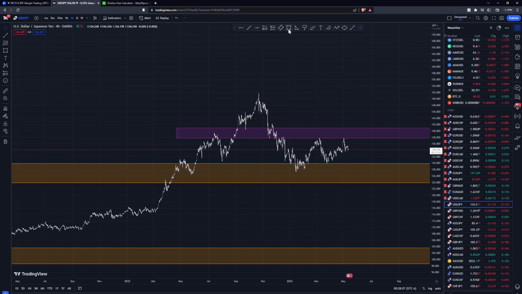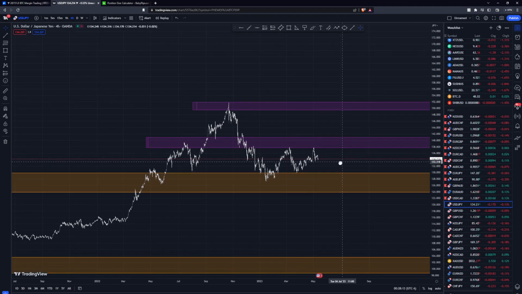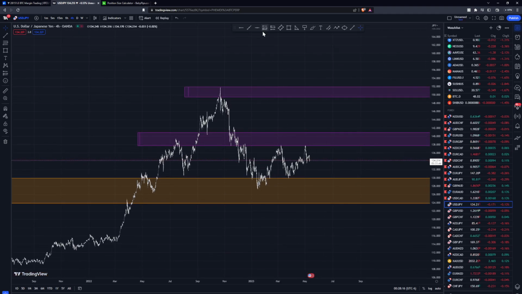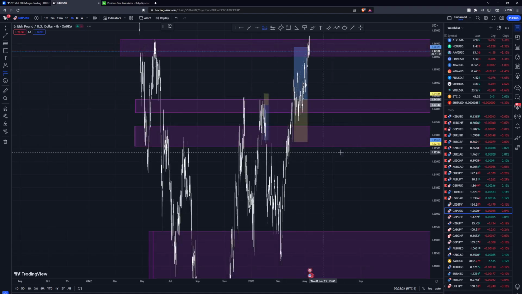So I'm gonna get this top here and we'll move on. If I was looking for a trade, I'd probably look at this tomorrow because it's not quite there yet. I could look at a long at this zone here.